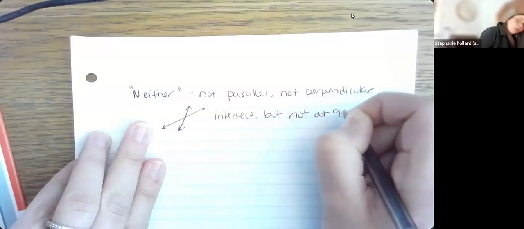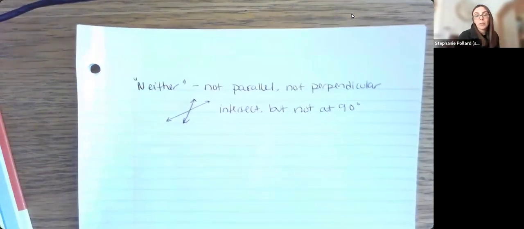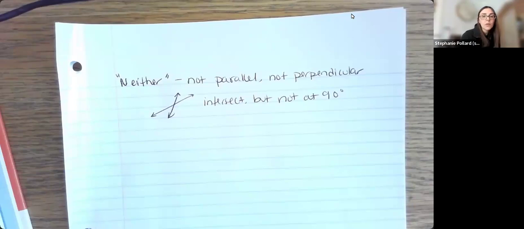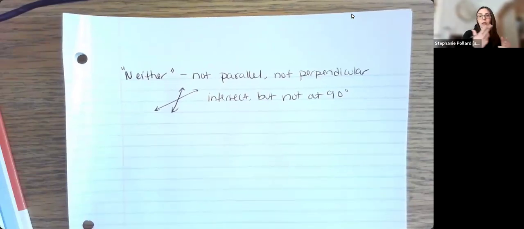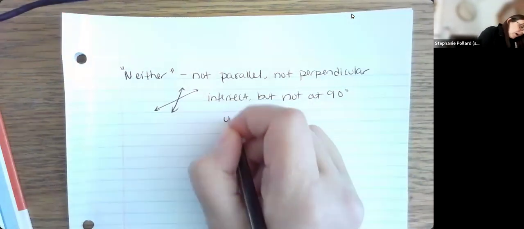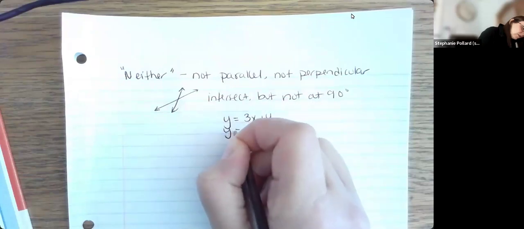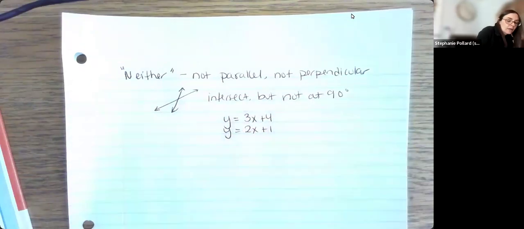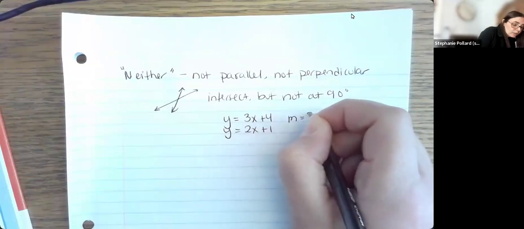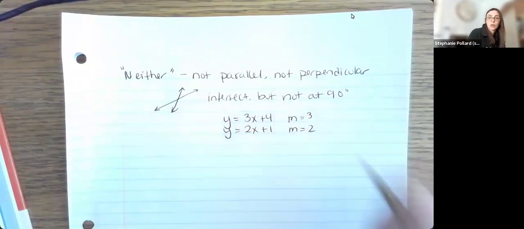But just not at 90 degrees. So they do some sort of crossing, but at a different angle. So there's nothing wrong with it. It's just not particularly parallel or perpendicular. So as an example, y could be 3x plus 4 and y could be 2x plus 1, right? Here, your slopes are just totally different. M equals 3, M equals 2.